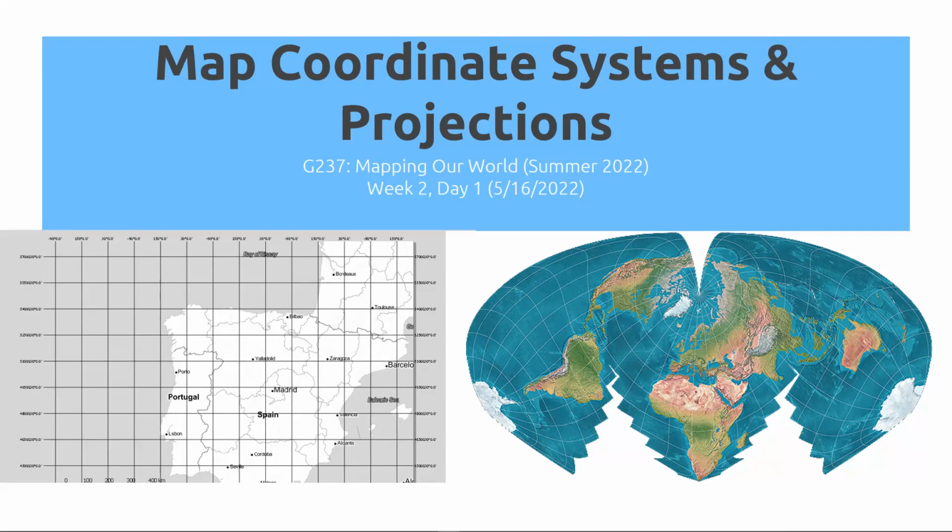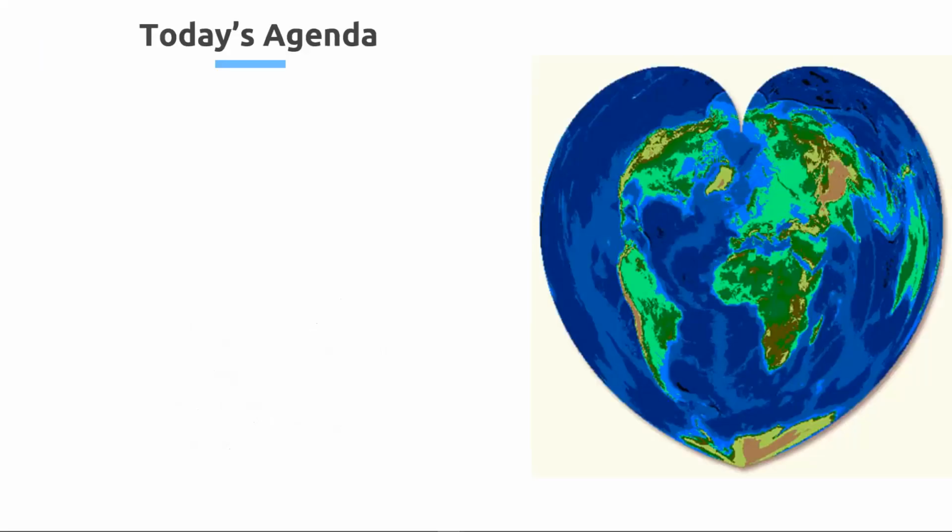But today what we're going to be discussing are map coordinate systems and projections. Actually, the other way around, we're going to be talking about projections and then map coordinate systems. And so on the agenda, we're going to talk about what is a projection and how do projections work. And then we're going to discuss how map makers measure and model the Earth just more generally.